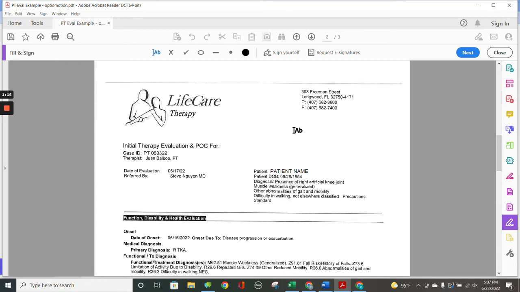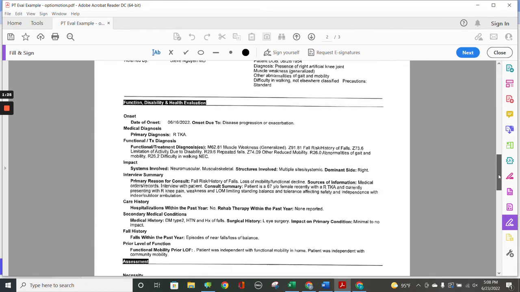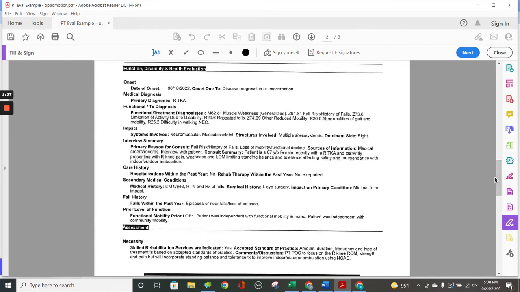So moving on to the second page, you can see where the therapy evaluation actually starts. Again, it's a reiteration of the patient name, date of birth, and diagnoses on the right-hand side of the page. As we cruise down, each piece of the eval goes by different sections. Functional disability health evaluation. This is just an overall picture of the patient when we receive them.